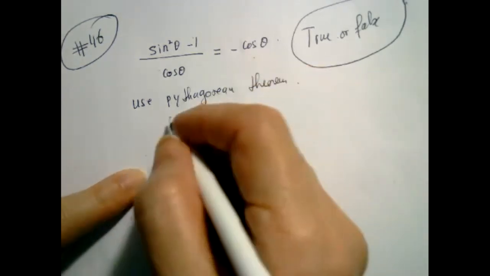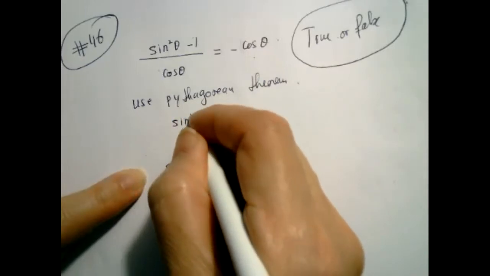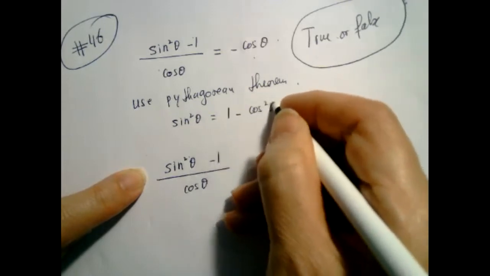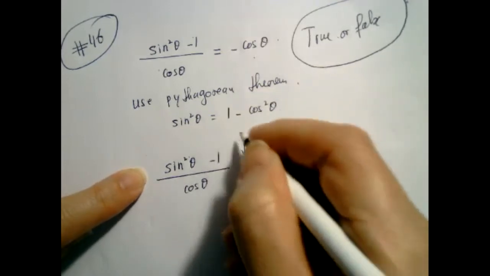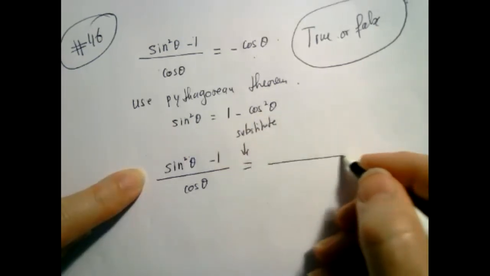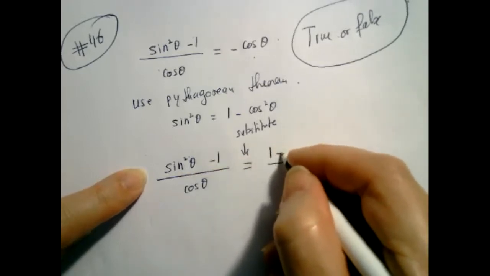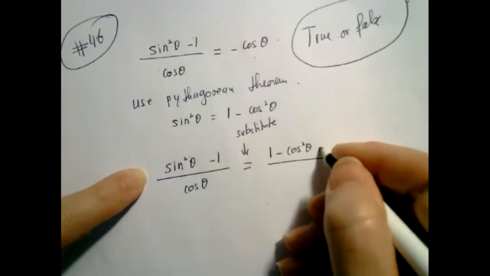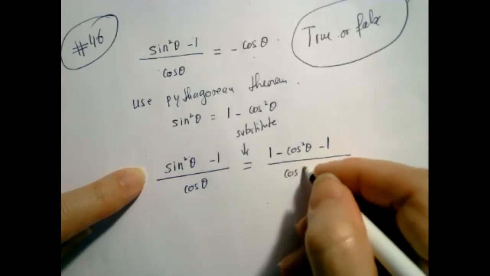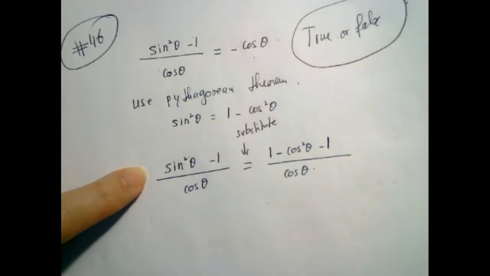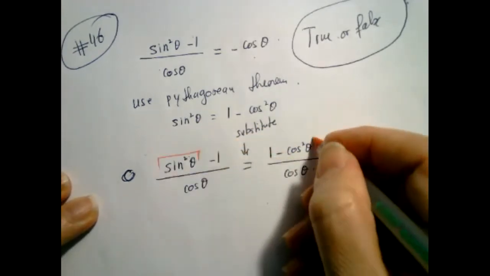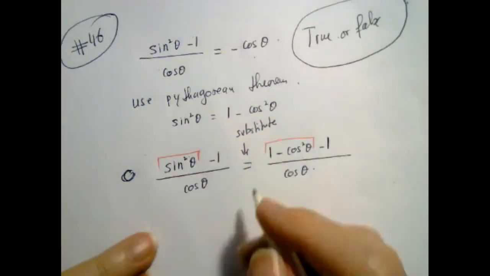By the Pythagorean theorem, we know that sine square is 1 minus the cosine square. So we're going to substitute, like what we did last time. Instead of sine square, I'm going to put 1 minus the cosine square, minus 1, divided by the cosine. I'm substituting verbatim, because those are the same, and I'm asking myself, do I get minus cosine?